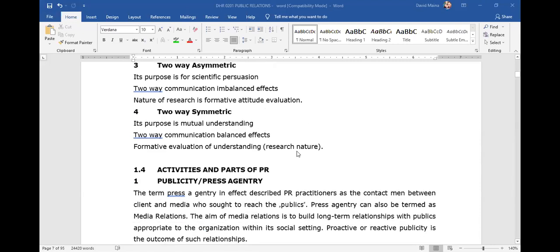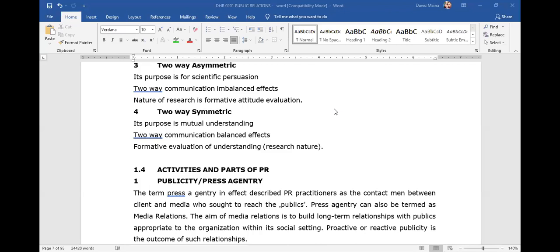Then there is the two-way symmetric method. In this one, there is balanced communication. You communicate, I communicate. You ask me, I answer. I ask you, you answer. So its purpose is mutual understanding, like what we are doing right now. We are communicating, I'm teaching you. If there is any point that you don't get right, you will ask me a question and I'll be able to answer you back.